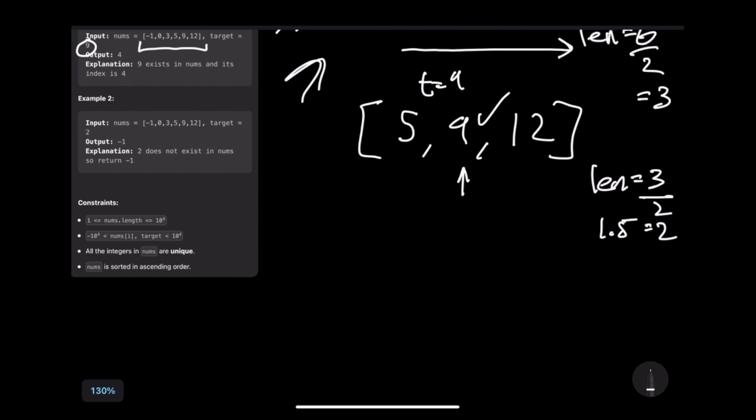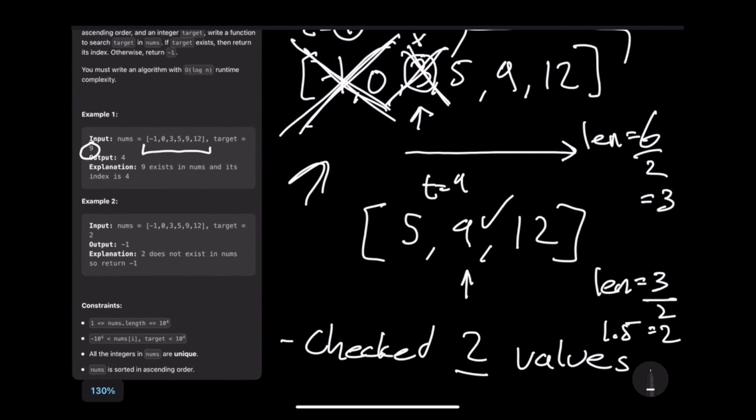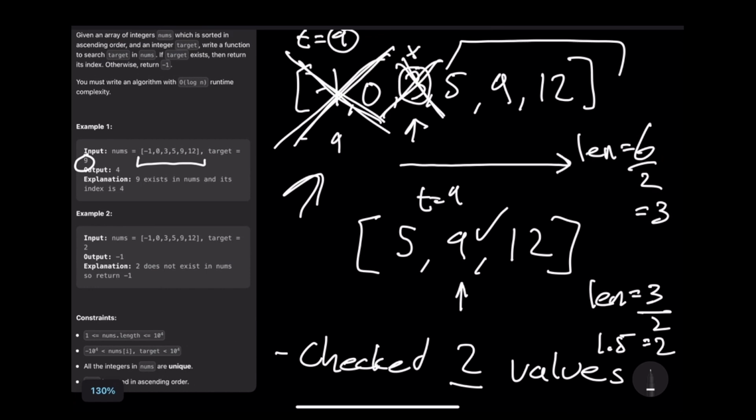So let me just write that down. Checked 2 values to find the solution. We first checked the 3, then we moved to the right, and we checked the 9 and we found it. That's much faster than checking 1, 2, 3, 4, 5 values we would have had to check if we just looked through it normally. And that's how we get this O of log n runtime here. So hopefully that makes sense.